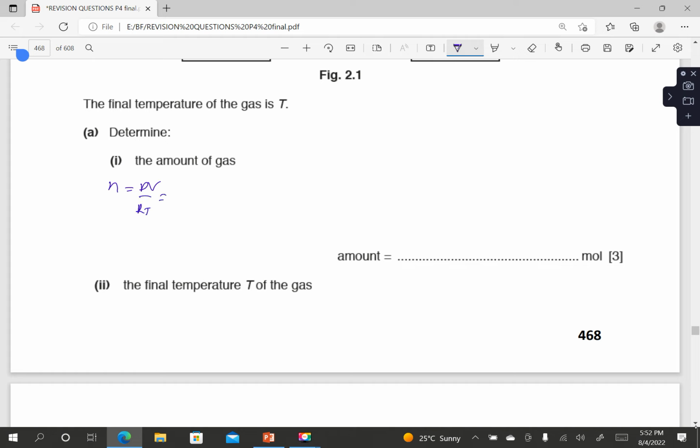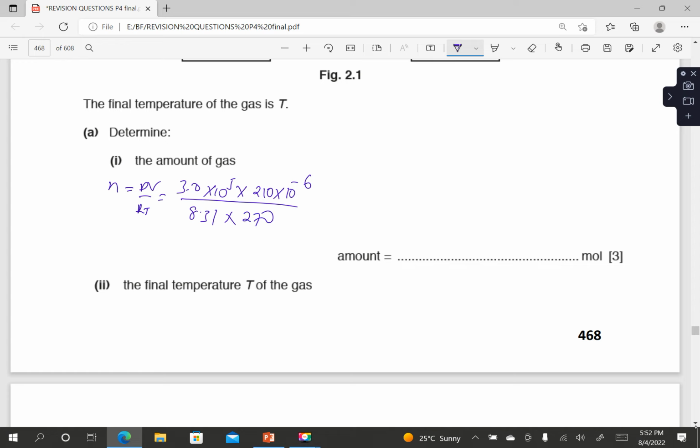We are substituting. This will be 3.0 times 10 power 5. That is the pressure. The volume is given as 210 centimeters cubed, so that's 210 times 10 power negative 6 to change it to meters, divided by R, which is 8.31, times the temperature, which was given as 270 Kelvin.